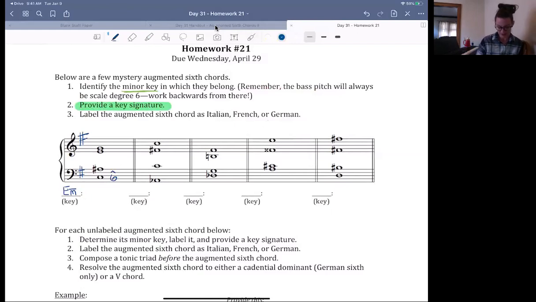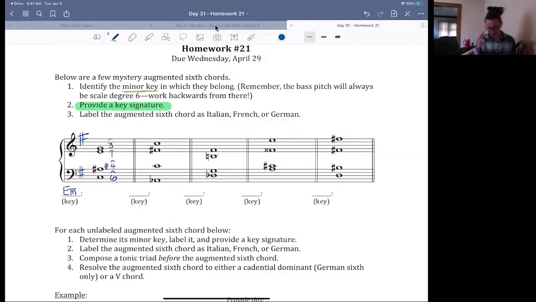So you've got scale degree 6 in the bass. You have sharp 4 in the tenor. Thus far, we have no interesting information to identify the chord. We have scale degree 1 in the alto. Also tells us nothing, because those 3 scale degrees are in every augmented sixth chord, right? So what's the soprano tell us?